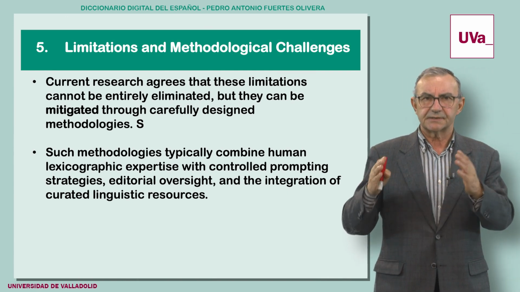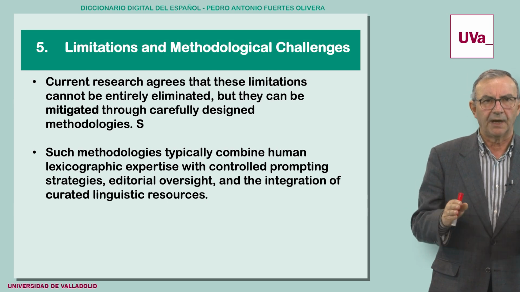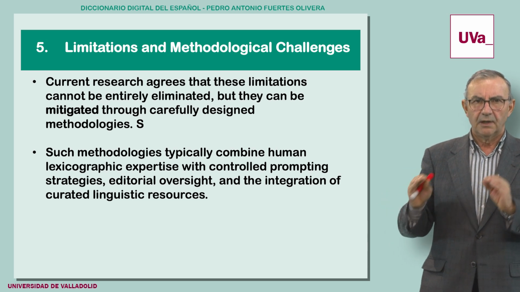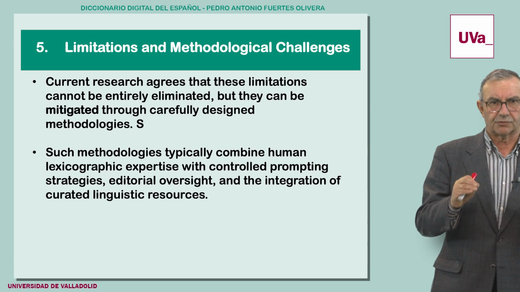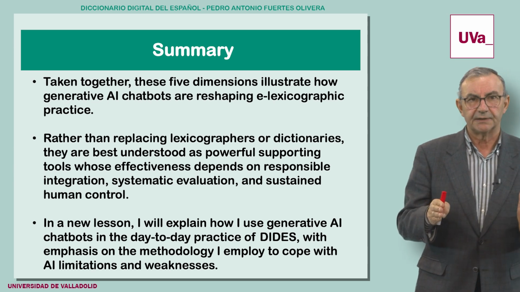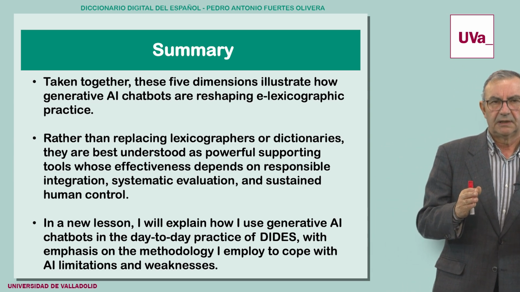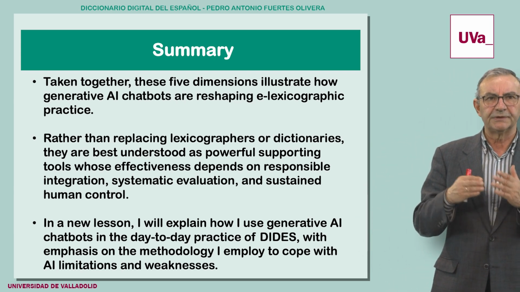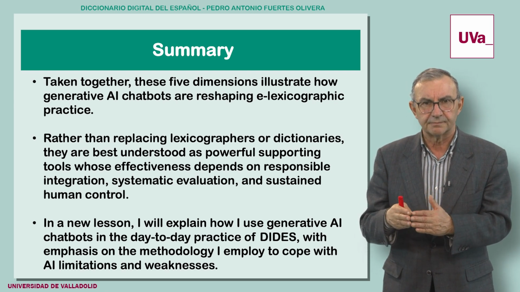Current research agrees that these limitations cannot be entirely eliminated, but that they can be mitigated through carefully designed methodologies. Such methodologies typically combine human lexicographic expertise with controlled prompting strategies, editorial oversight, and the integration of curated linguistic resources. Taken together, these 5 dimensions illustrate how generative AI chatbots are reshaping e-lexicographic practice. Rather than replacing lexicographers or dictionaries, they are best understood as powerful supporting tools whose effectiveness depends on responsible integration, systematic evaluation, and sustained human control.